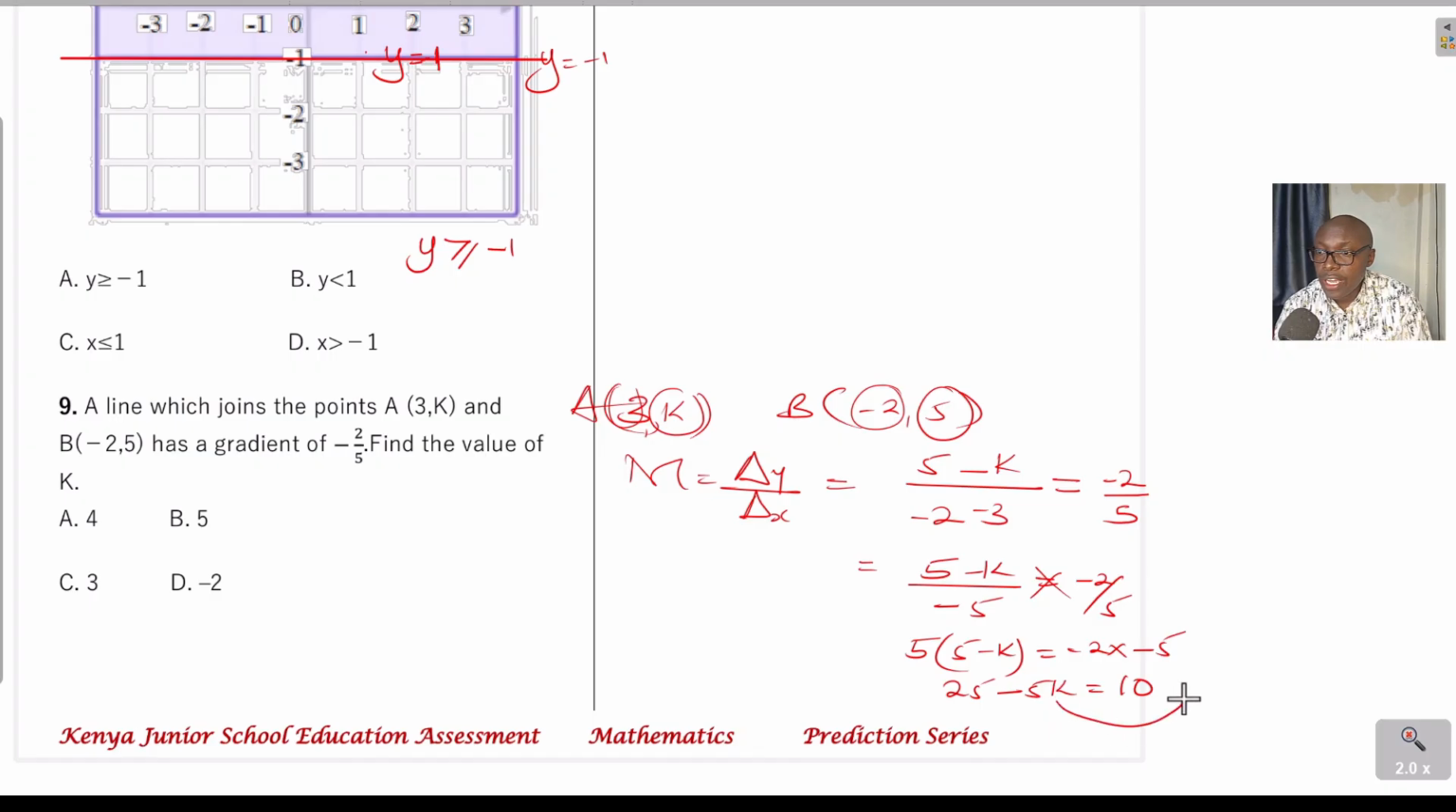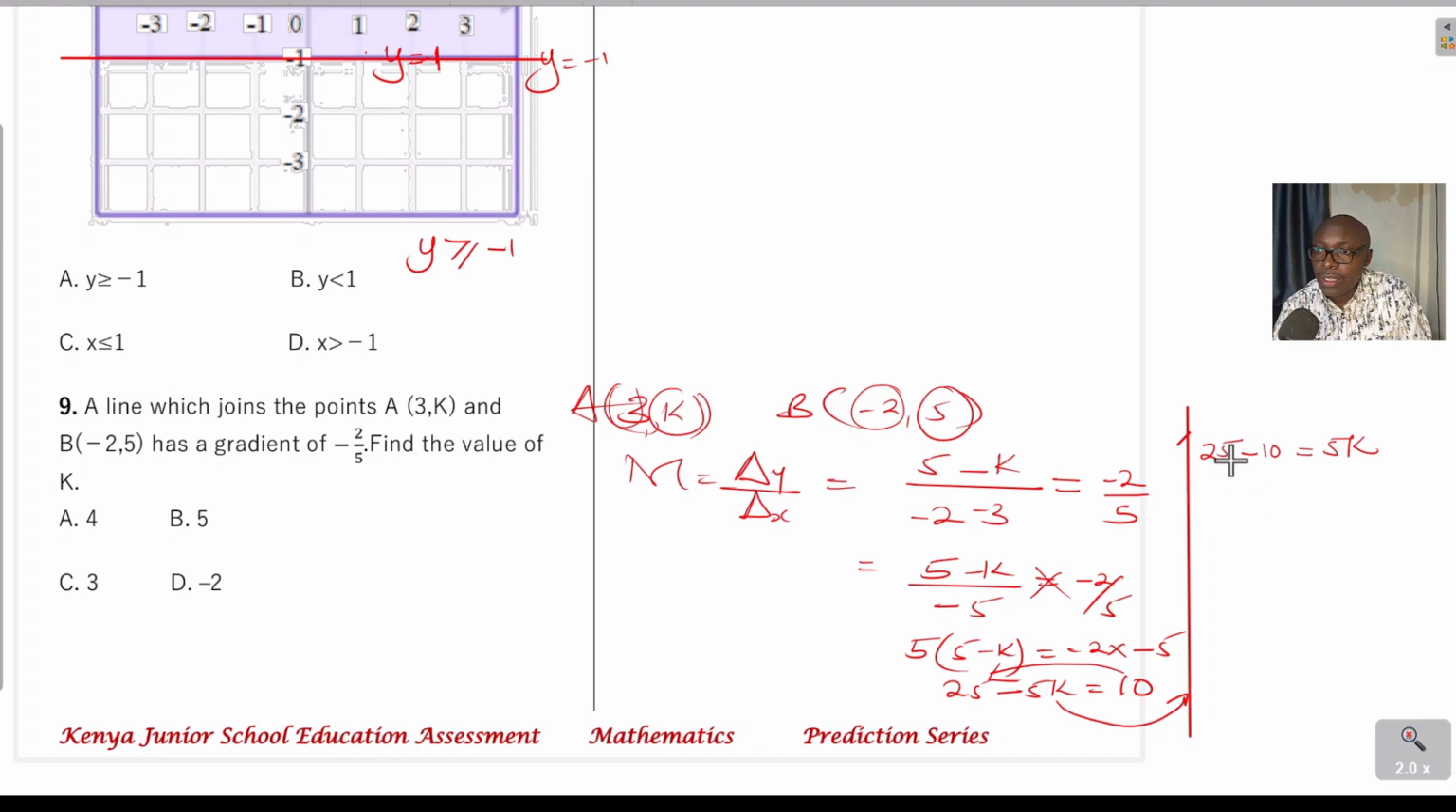So I can decide to take k to this side, and decide to take k to that side. Let me draw a line here. So I can decide to take 5k to the right hand side, and then I take 10 to the left hand side. So on the left hand side I have 25. After bringing 10 to the left hand side I have -10 is equal to, then when you take -5k to the right hand side, you'll get 5k. So that is what you do.